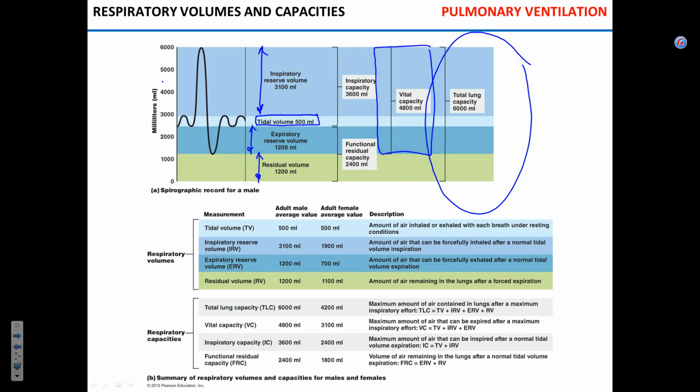Make sense? We have inspiratory capacity, which is tidal volume plus IRV. Does that make sense? Tidal volume plus inspiratory reserve. That's the inspiratory capacity. Right here. And then we have functional residual capacity, which measures the amount of air that is left in your lungs after normal exhalation.